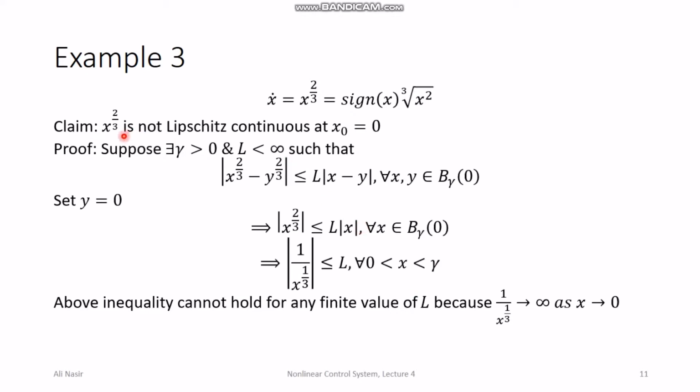So that was another example where, according to the local existence and uniqueness theorem, the solution will not exist with the initial condition x not equal to 0, because at the point 0 this function is not Lipschitz continuous. Okay, so this is not Lipschitz continuous at x equal to 0.